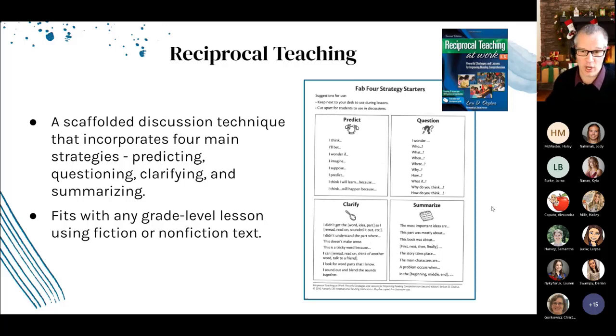These are all really good strategies that you can do to get these comprehension skills and thinking about all of this stuff. So again, you want to have that comprehension happening throughout the lesson, like I was just saying, before and during and after, and you want to have elements of it so that that's the full lesson. So a scaffolded discussion technique that incorporates these 4 main strategies is great. It fits with any grade level lesson using fiction or nonfiction text.